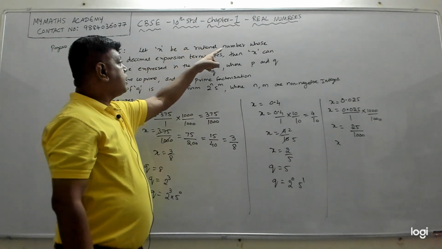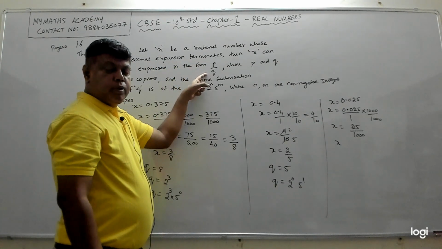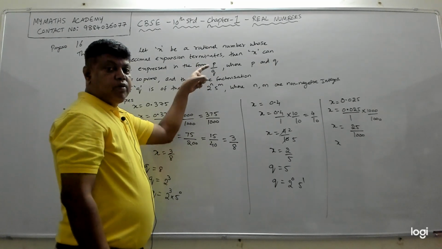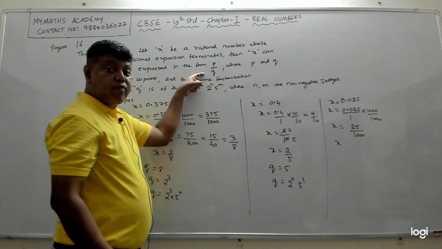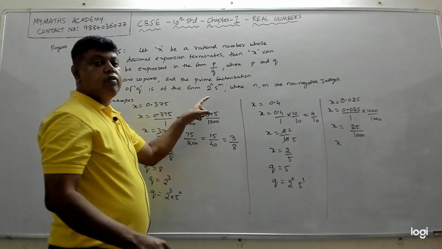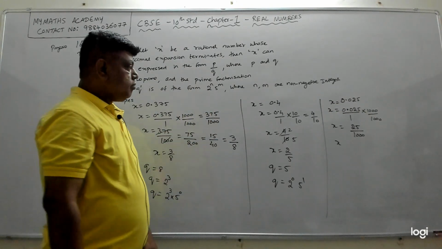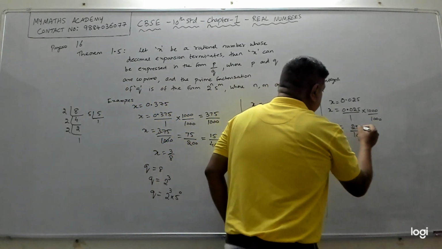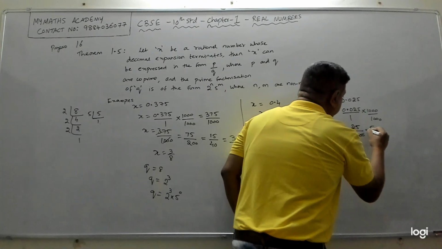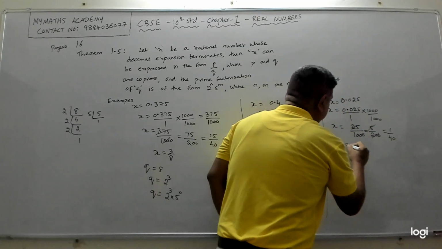Whenever x is a rational number and the decimal expansion terminates, then I can write x as p by q, where p and q are co-prime, and the denominator q, after making p and q co-prime, will be in the form of 2 power n, 5 power m, where m and n are non-negative integers. So now if I simplify this, 5 5s are 25, then this is 200. So 5 by 200. If I again simplify this, I'll get 1 by 40. So my x is 1 by 40.